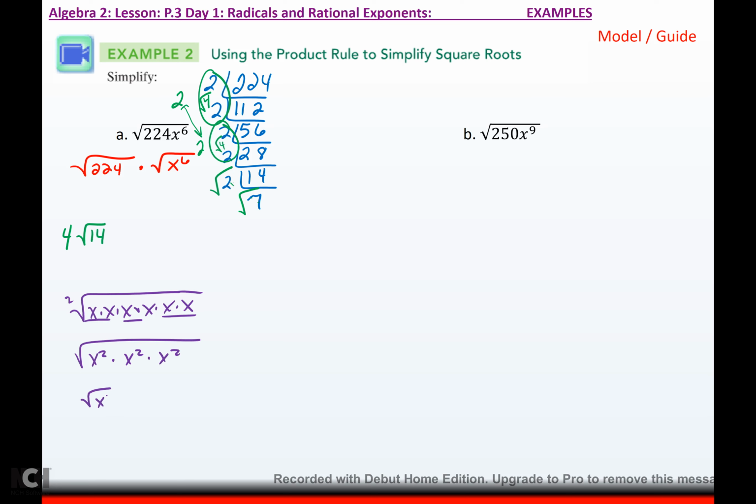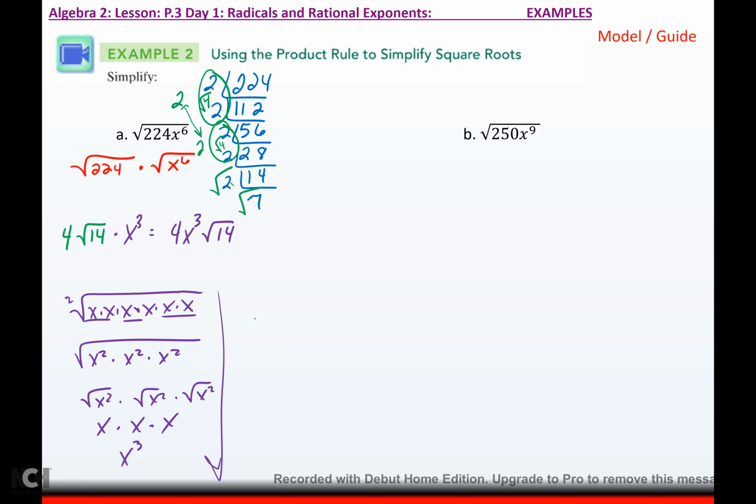That is the square root of x squared times the square root of x squared times the square root of x squared. That's x, that's x, that's x, which is x cubed. So I have altogether then 4x cubed square roots of 14. That's my answer. Now, let me show you how to do this much simpler, because even this gets monotonous.